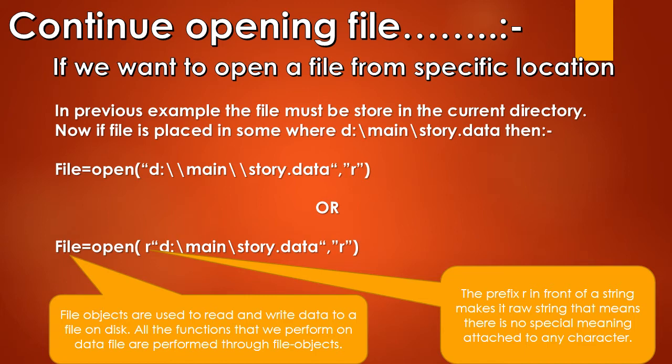This is a file object. File objects are used to read or write data to a file on disk. All the functions that we perform on a data file are performed through this file object. This is created by us, a user-defined name for the file object.